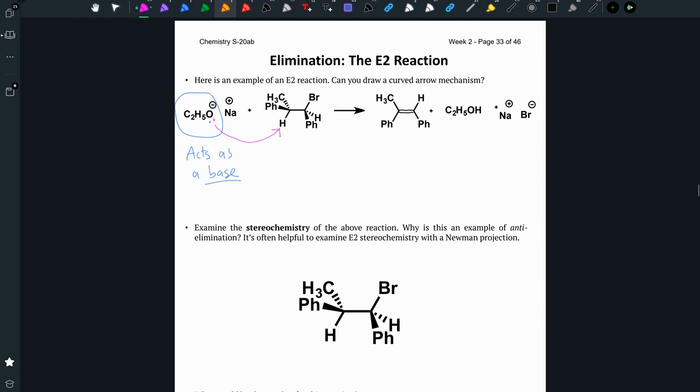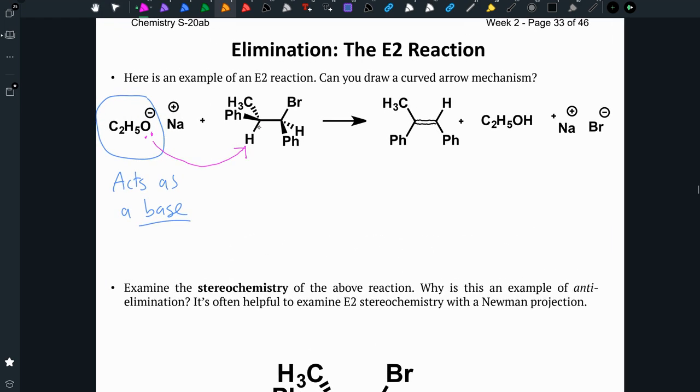When it grabs that hydrogen, the CH bond is going to break, and that's going to donate electrons into sigma star CBr, and that's going to break the CBr bond. What we end up doing then is making an alkene. Okay, this is like the reverse of addition of HBr to an alkene.